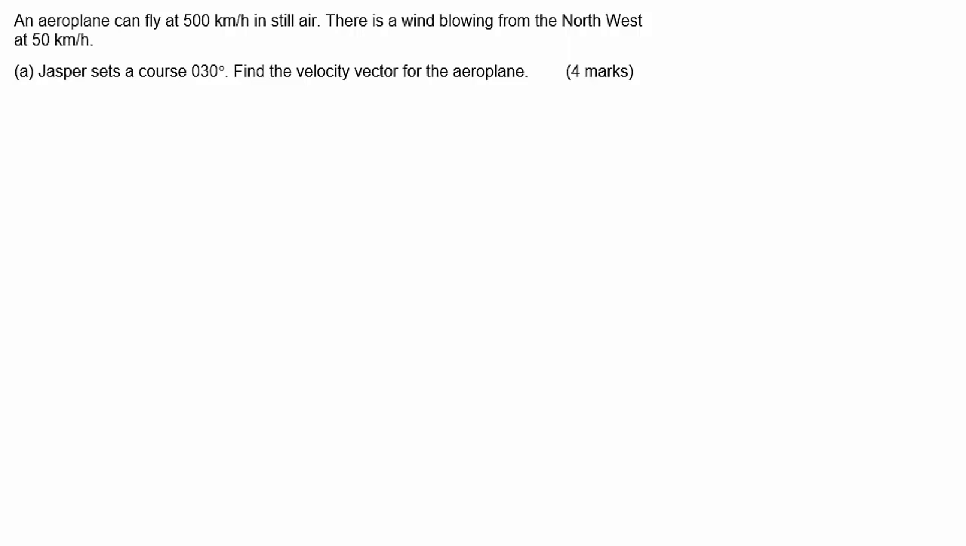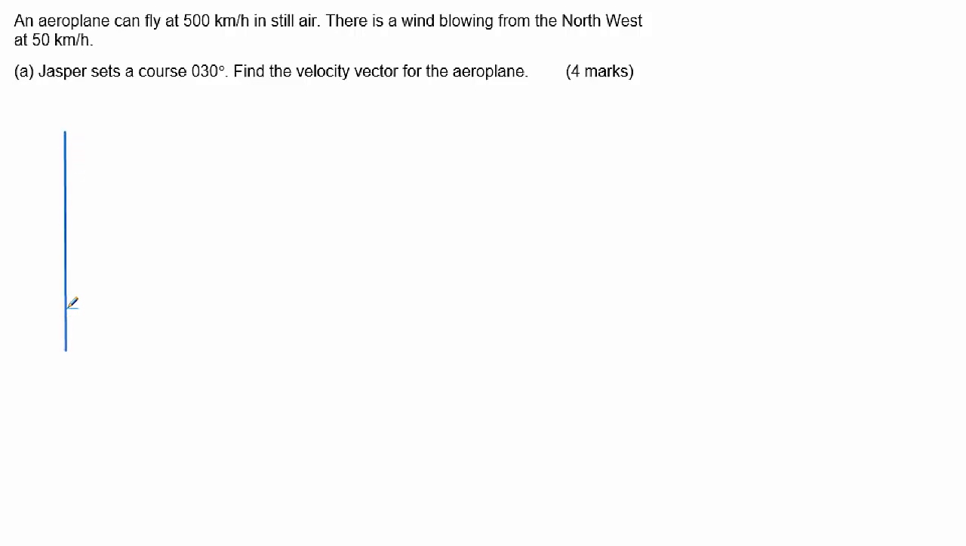An aeroplane can fly at 500 kilometers per hour in still air. There is a wind blowing from the northwest at 50 kilometers per hour. Jasper sets a course of 030 degrees. Find the velocity vector for the aeroplane.